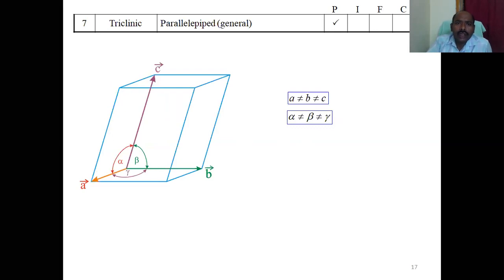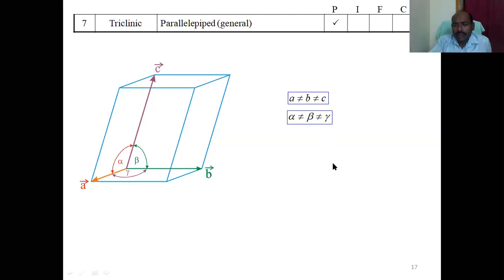So it is a general one, a parallelepiped. Here we have only one lattice, no other, the primitive only. If the symmetry increases, the lattices increase, but it is not a symmetrical one. So symmetry decreases in this case. Therefore, only primitive we are having.